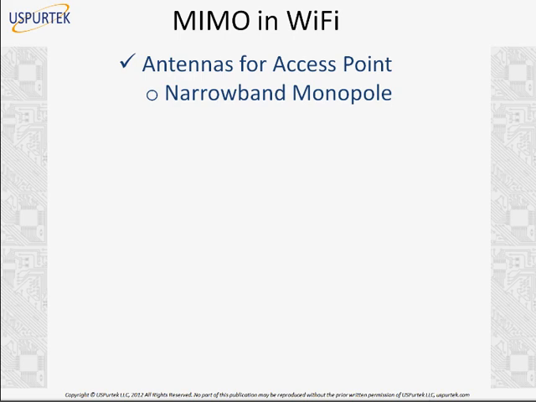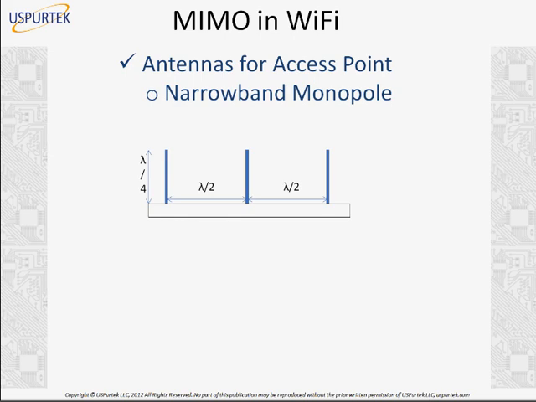Now let's consider what type of antennas are used for access points in a MIMO system. Here you see a narrowband monopole system. You have 3 antennas on the wireless router, and each of them is a quarter wave monopole separated by half wavelength. Well, there's a question: why a problem with TV frequency in UK?